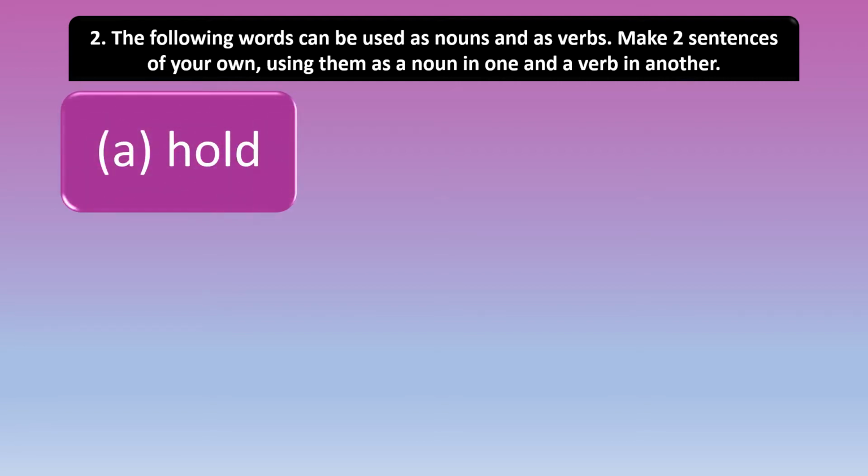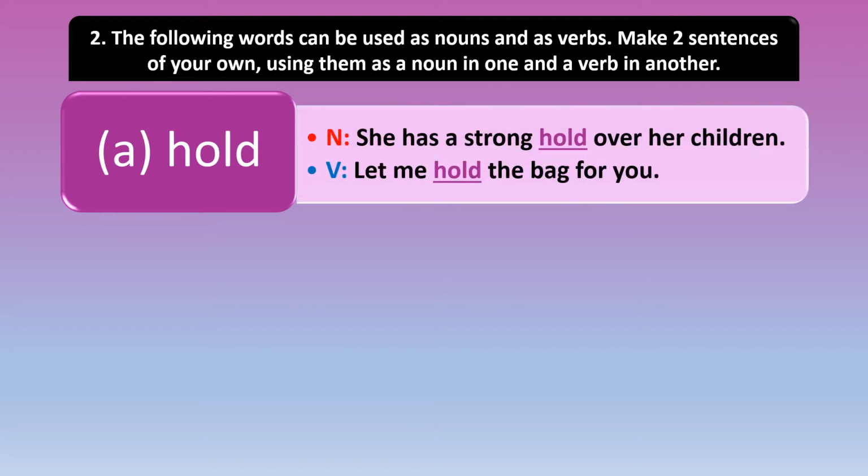Hold. Hold is the word given to you. You have to make a sentence using hold as a verb and hold as a noun. She has a strong hold over her children. What does she have? She has something which is called a hold, a naming word. Therefore, hold becomes a noun here. And let me hold the bag for you. Hold is the action here. Okay? So one word hold is now used as a noun in a sentence and a verb in a sentence.